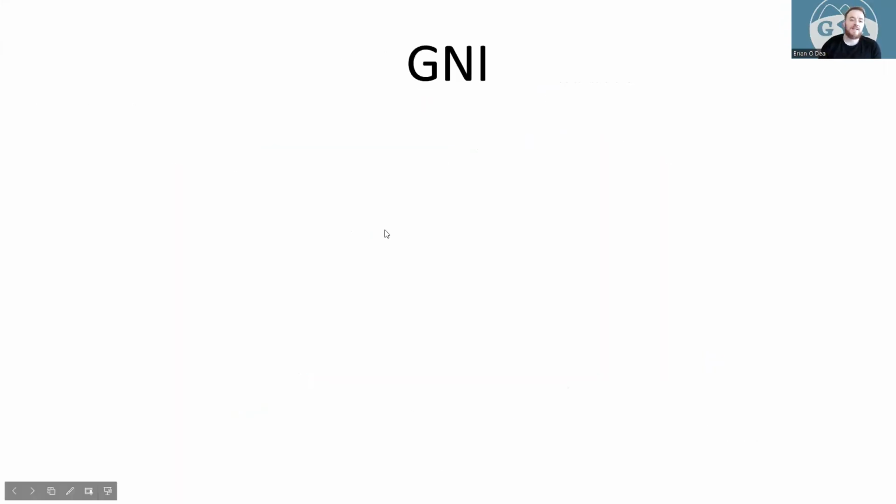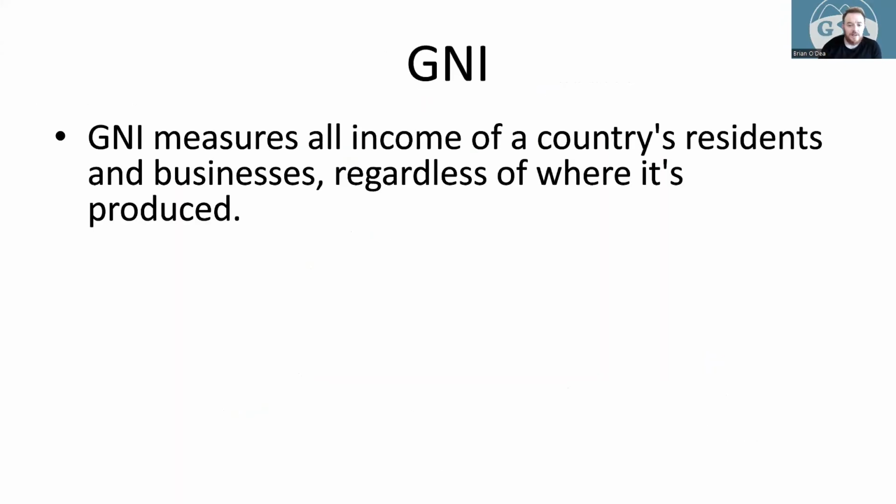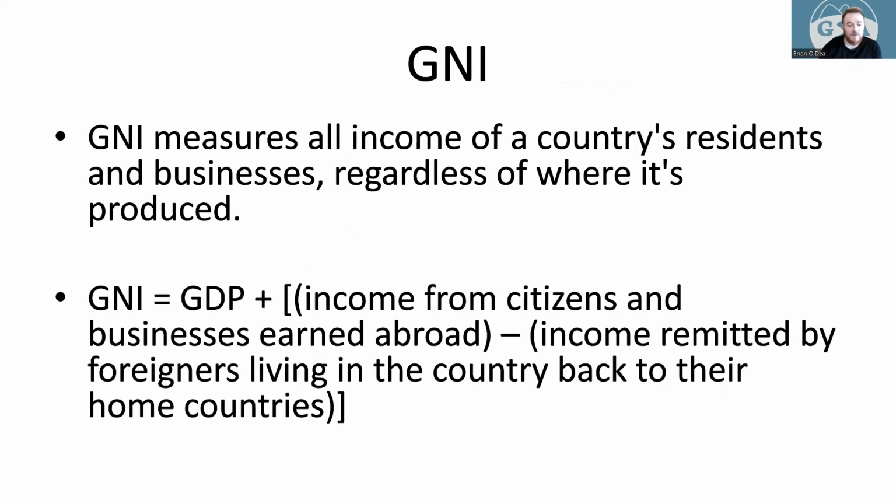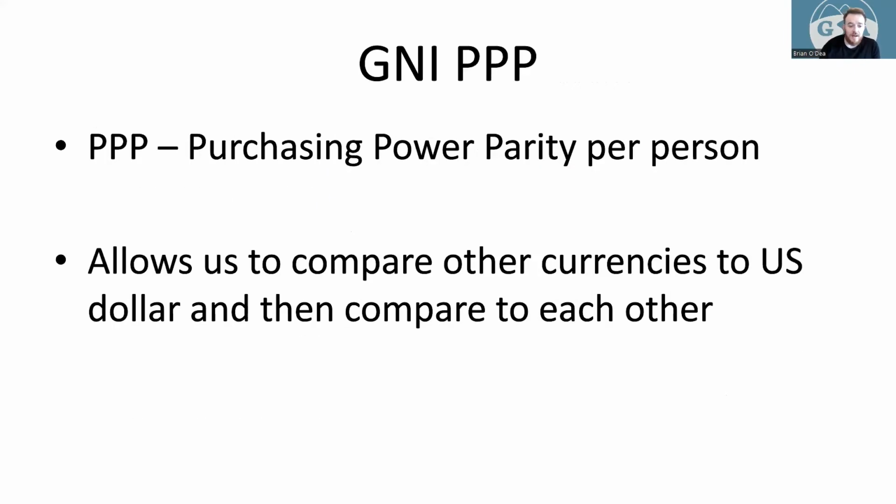Another way we can measure that is the GNI. So we could look at the GNI, which is the same. We're looking at pretty much the income overall of the country. But we're also adding on this idea of remittance, which we've mentioned again and again with migration, the impacts of moving people around the world. And that can actually add up to quite a lot. GNI PPP, you might see as well, that's purchasing power parity per person. This allows you to compare currencies to the US dollar.